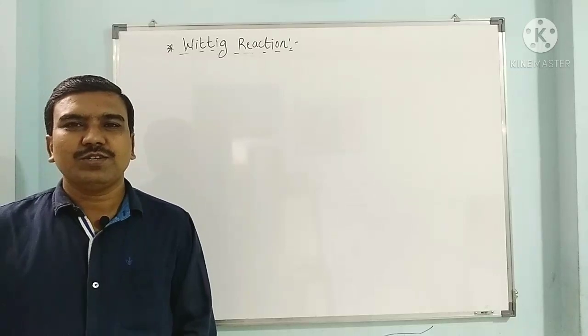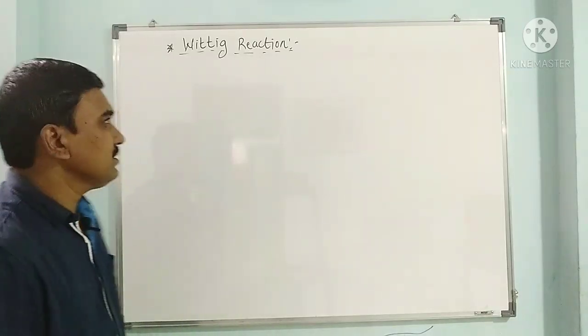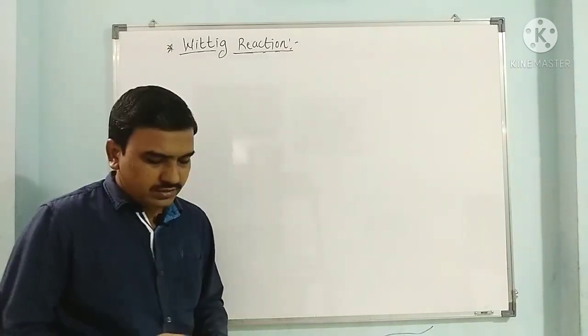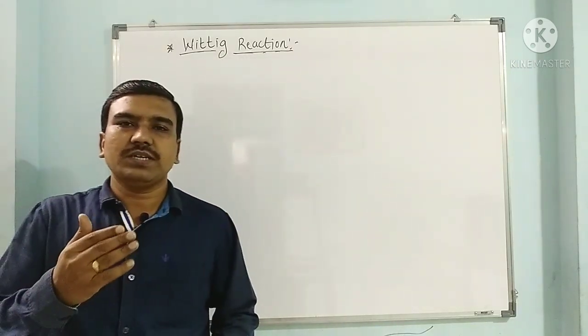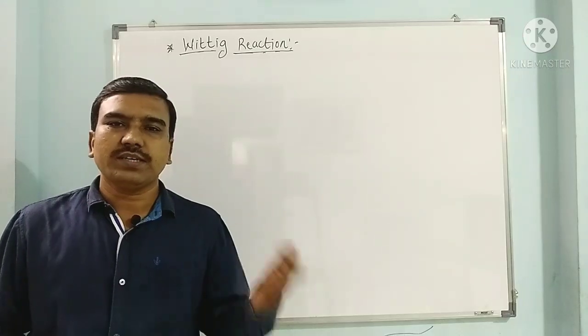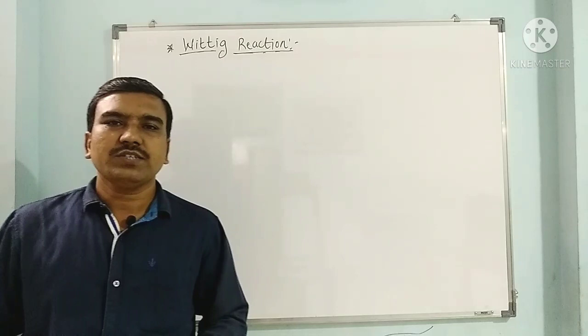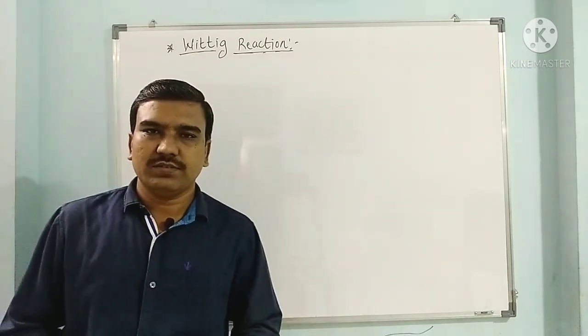Hello friends, today we are going to see the next reaction, that is the Wittig reaction. The Wittig reaction is the reaction by which we can prepare different types of alkenes, when an aldehyde or ketone reacts with an organophosphorus reagent.